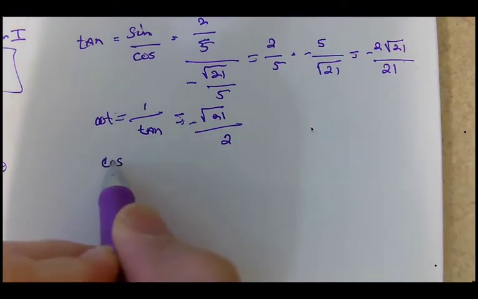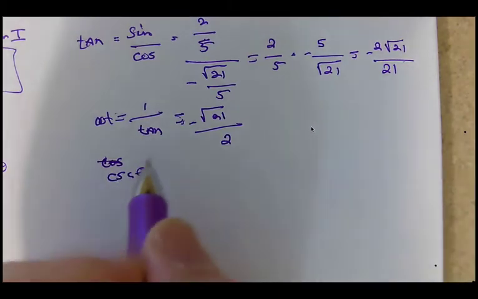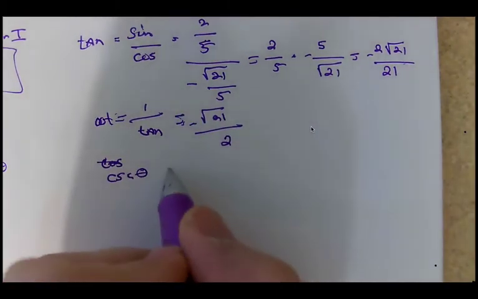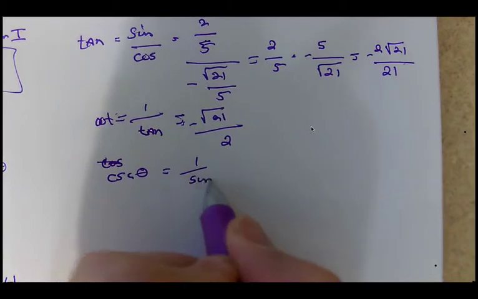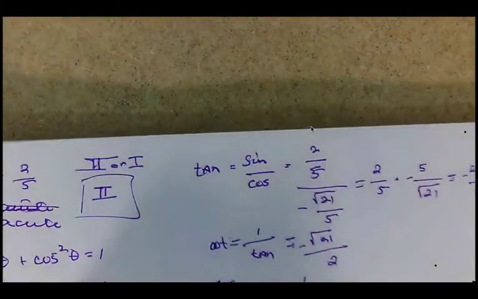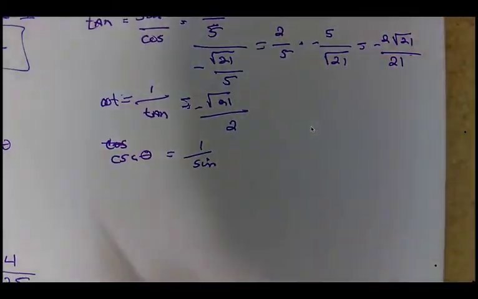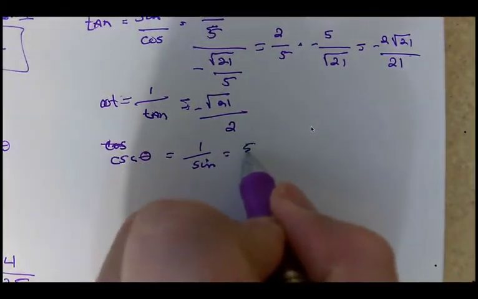Cosecant of theta is equal to 1 over sine. And we solved that earlier. I should say that was given to us as 2 over 5. So it's 5 over 2.